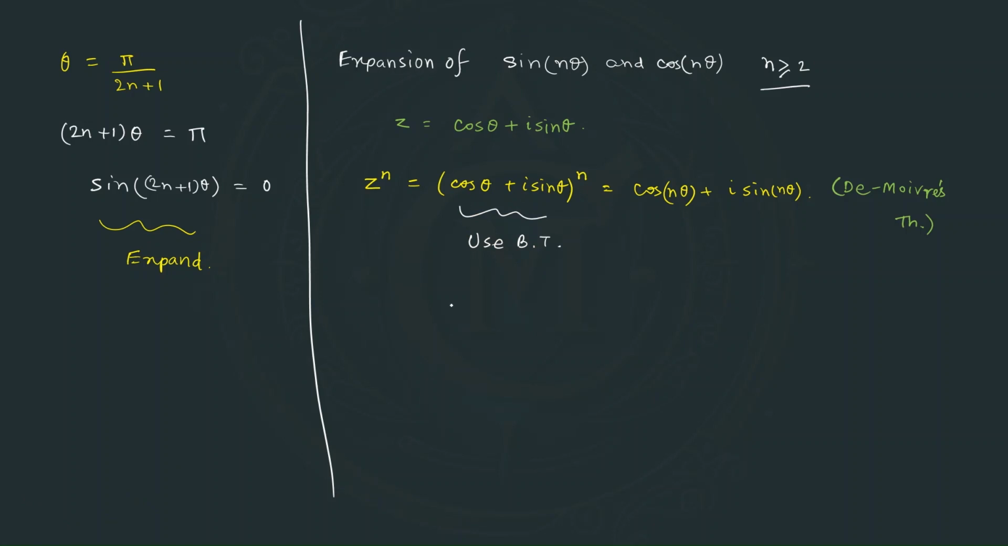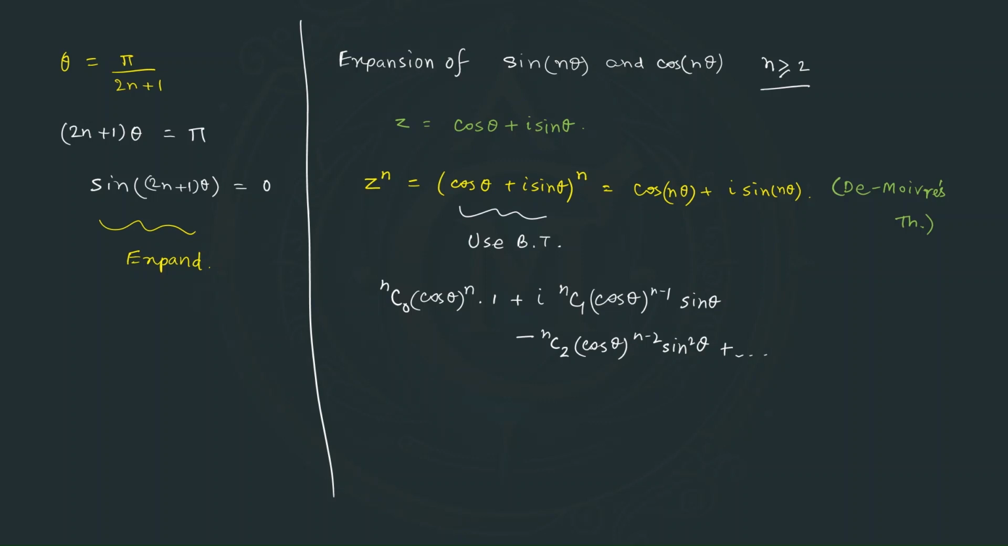So if we use binomial theorem, we can write this as nC0 cos theta whole to the power n times 1, plus iota times nC1 cos theta whole to the power n minus 1 into sine theta, then plus this will be i square, so minus 1. So minus nC2, then cos theta whole to the power n minus 2, then sine square theta, and so on.